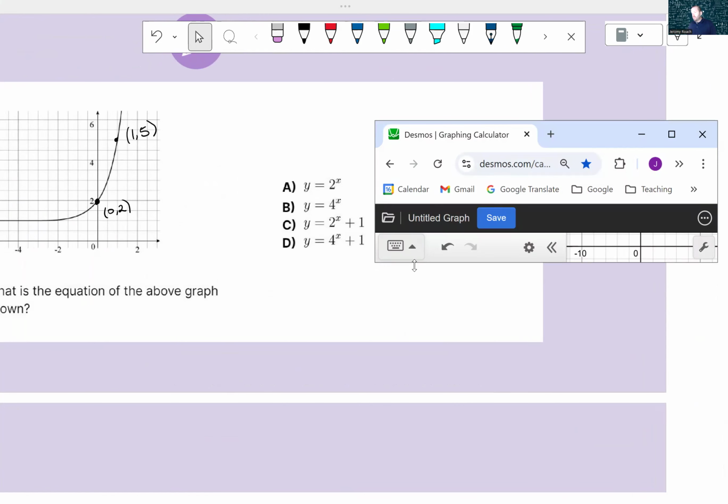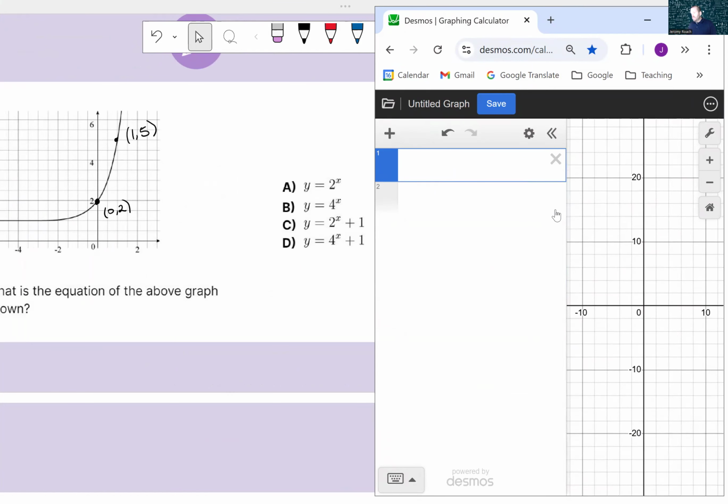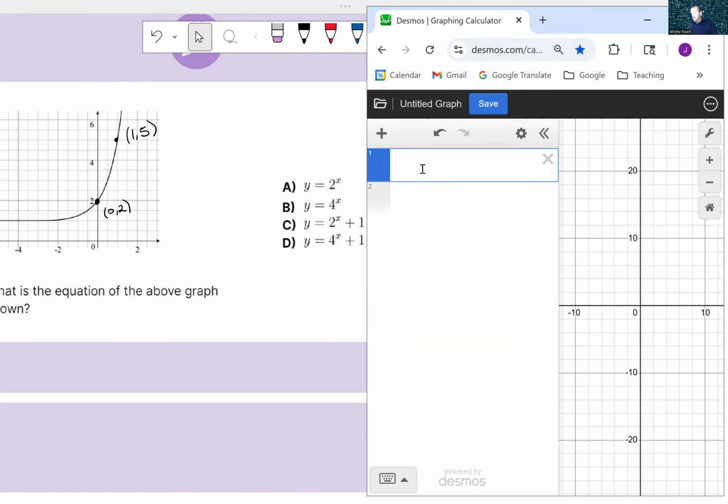See if I can make it so we can fit all of this information on one window. Might be a little tough to fit everything on there. I'll do my best to make some room. Okay, so I'm just going to type all these equations then.